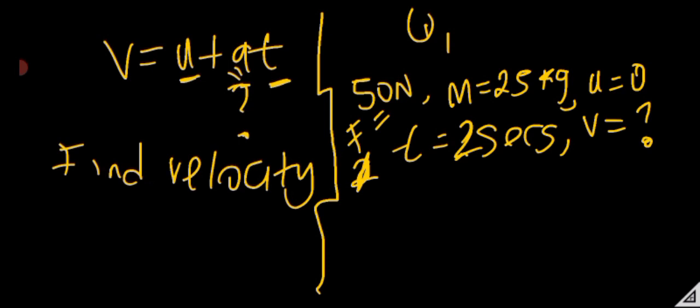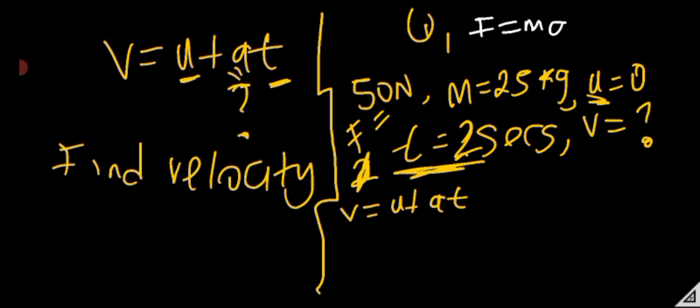So what do we do? We can recall, we can use V is equal to U plus AT, right? But we don't have A here. We have U, U is 0. We have T, T is 2 seconds. We don't have A. What do we do? We remember that we have force equal to MA. So from here we can use A to be equal to force over M, right?